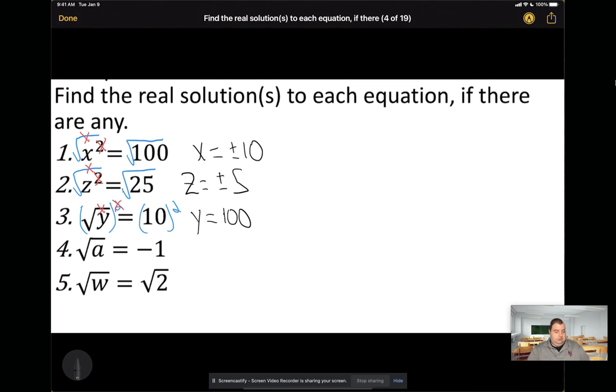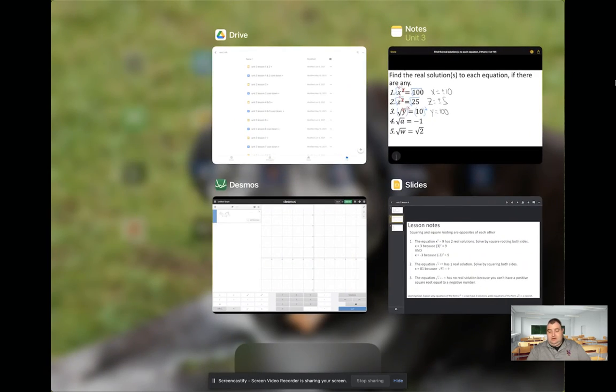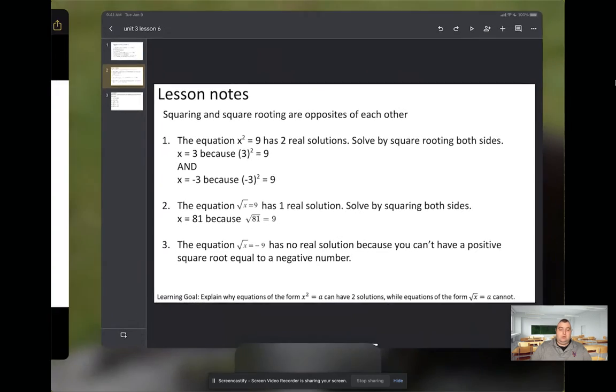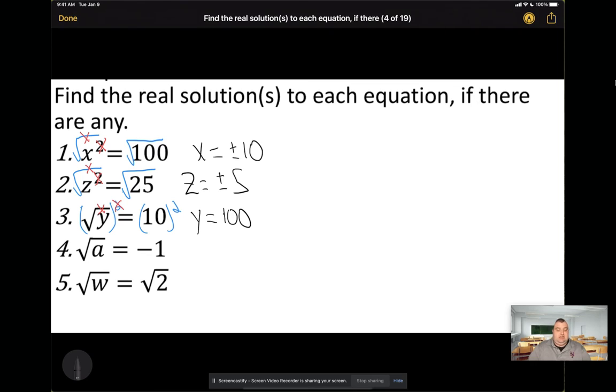Number 4, now we have the positive square root of a equals -1. This goes back in our lesson notes to that third example. If I have the positive square root of x equals a negative number, it has no real solution. So we're going to say that number 4 has no solution, because this is saying that a positive number equals a negative number, which is not mathematically possible.